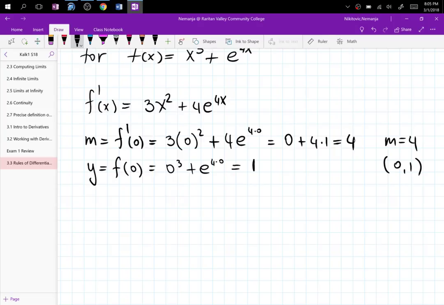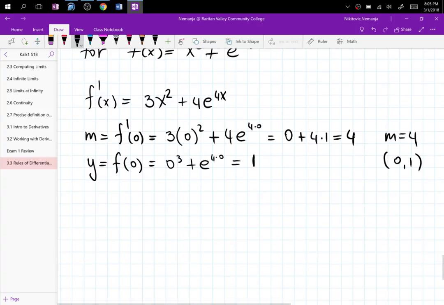And now pick your poison. Whatever you want, point slope or the regular y equals mx plus b slope intercept form. It doesn't matter which one you do. I'm actually using the point slope formula because I rarely use it.